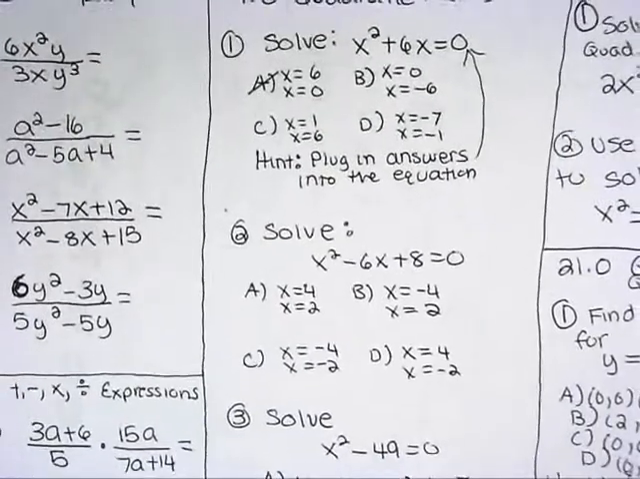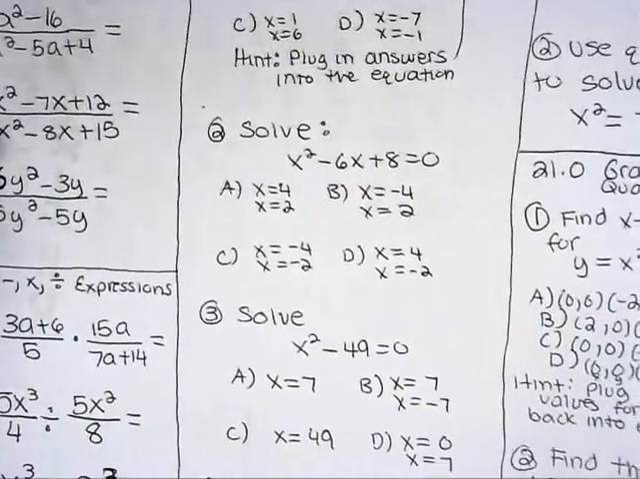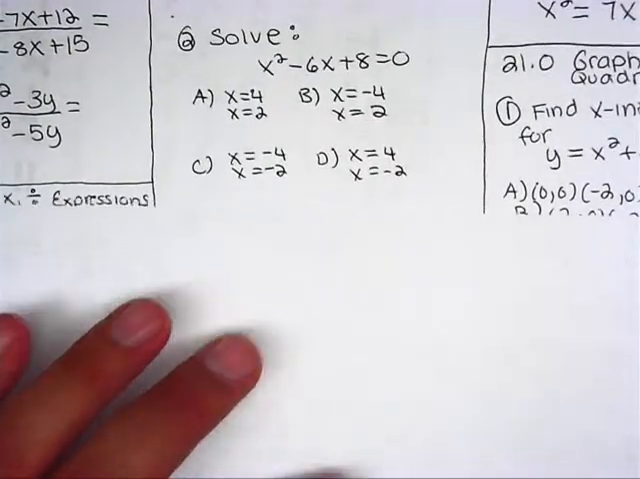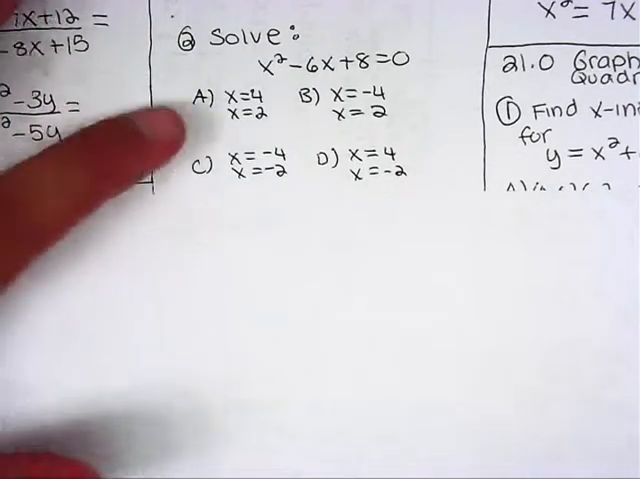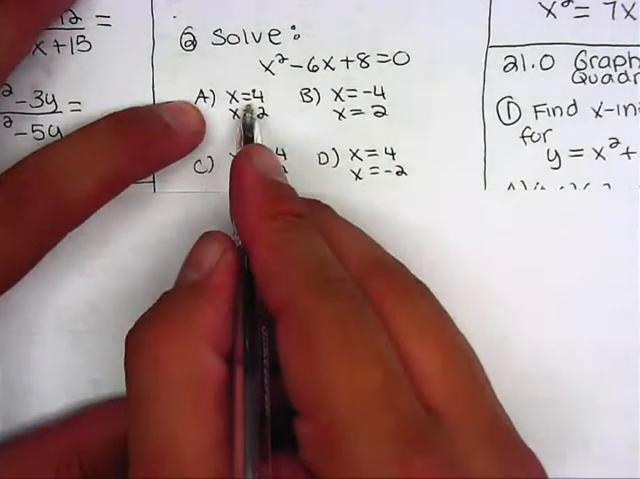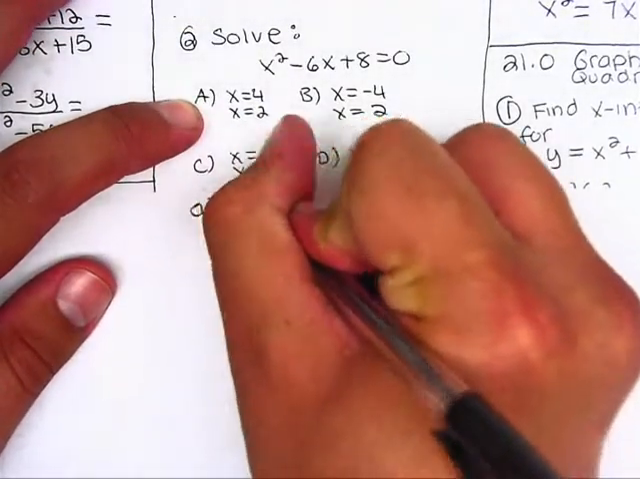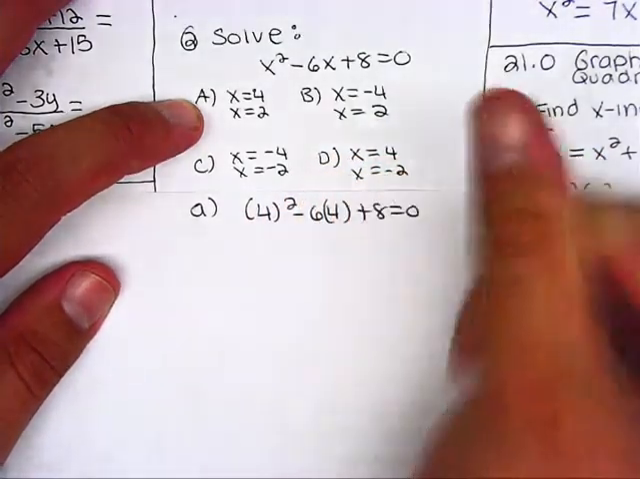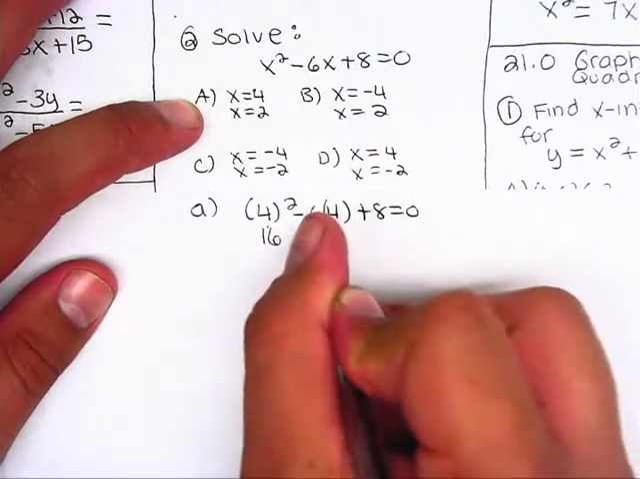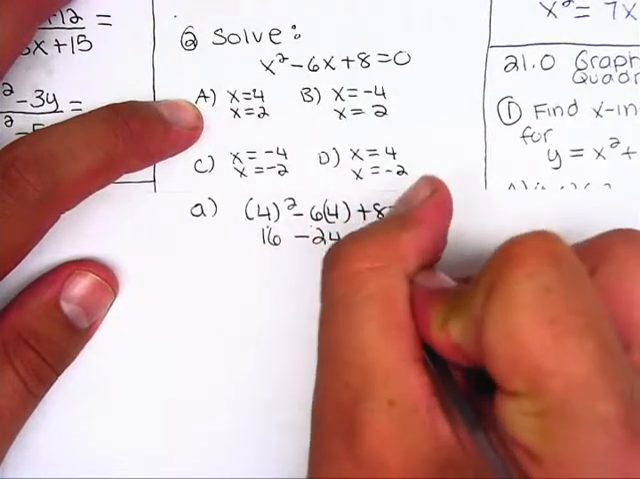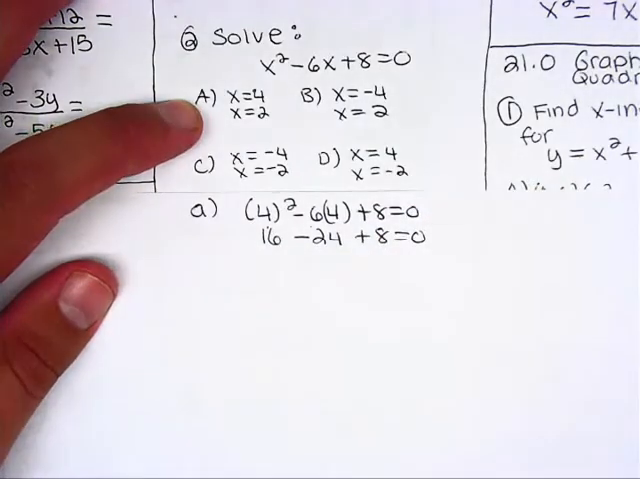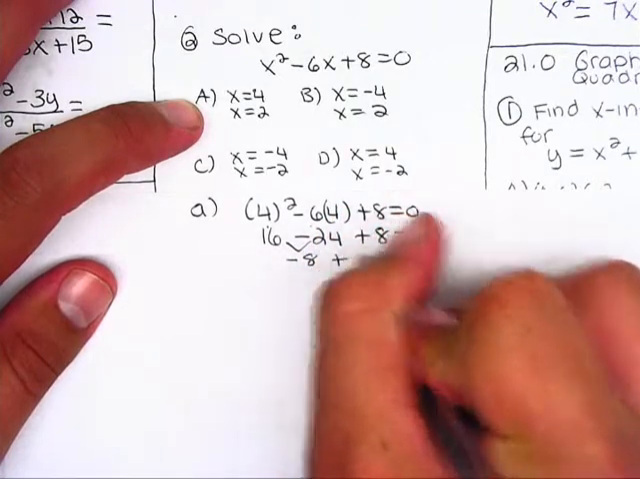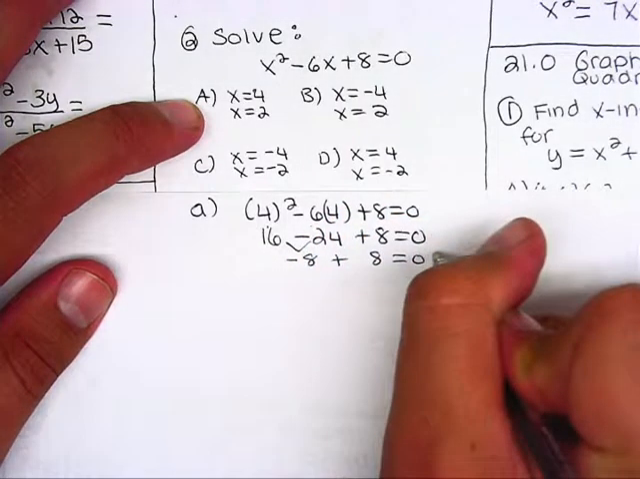Take a look at question 2. It tells me to solve x squared minus 6x plus 8 equals 0. Here are my answer choices. I'm going to plug in 4 first for A. 4 squared minus 6 times 4 plus 8 equals 0. 4 squared is 16. Negative 6 times 4 is negative 24. Drop down the plus 8. 16 minus 24 is negative 8. Plus 8 does equal 0, so yes.